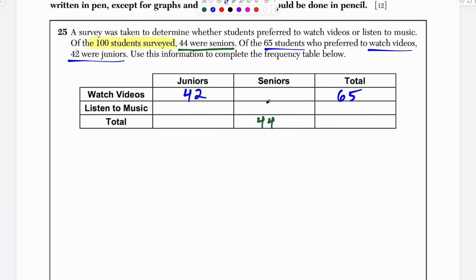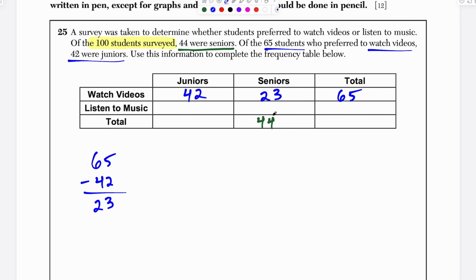So right away, we could find out how many seniors prefer to watch videos if we subtract. If we do 65 minus 42, this gives us 23, and this tells us 23 seniors prefer to watch videos. And if we were to add up 42 plus 23, that would give us the total 65 here. And now we could find something else.